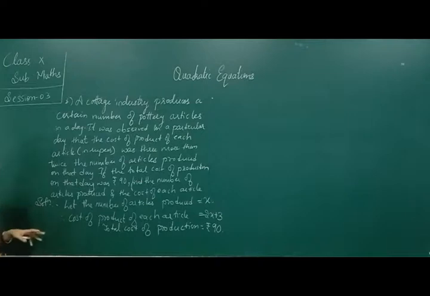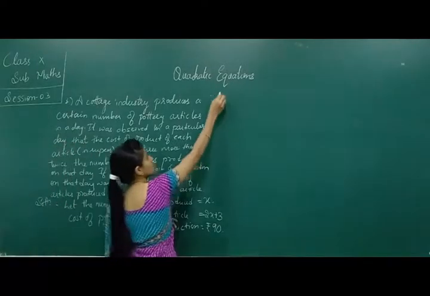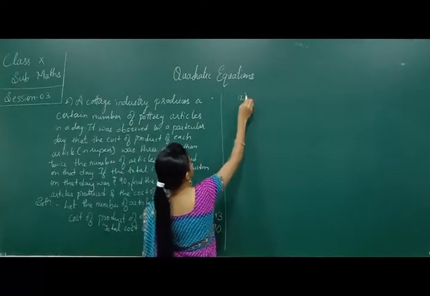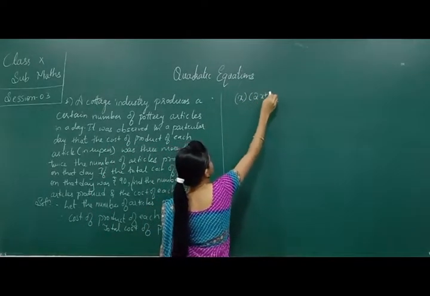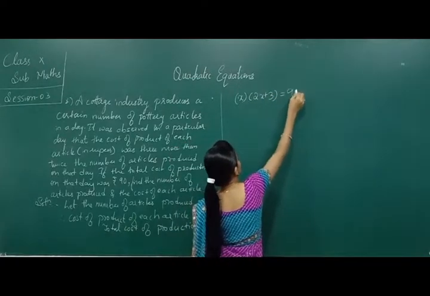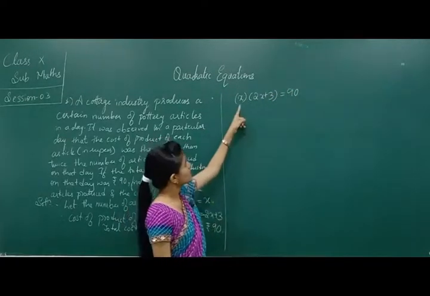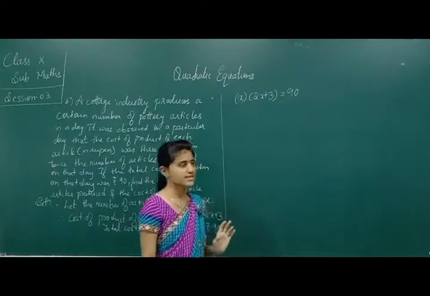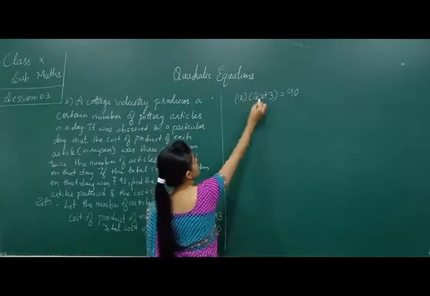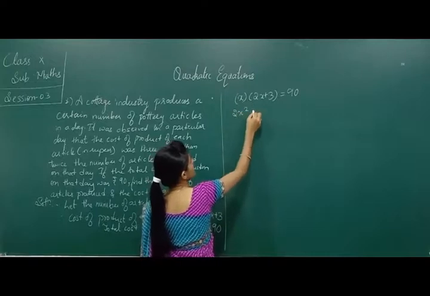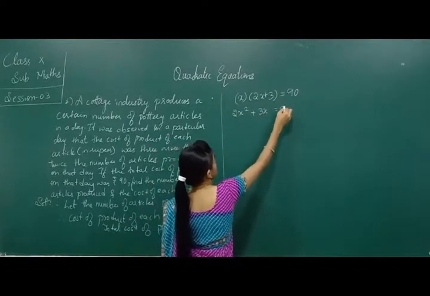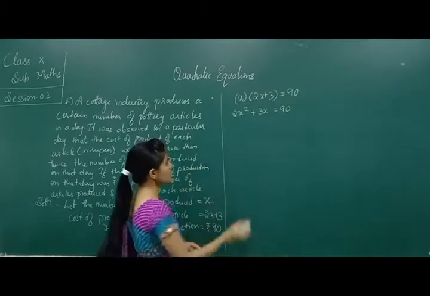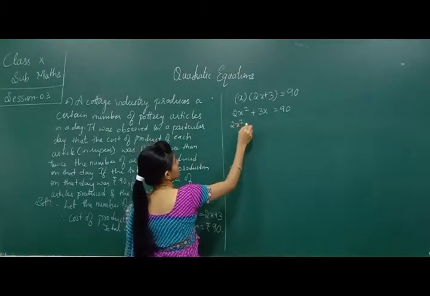And what are we supposed to find out? Find the number of articles produced and the cost of production of each article. So how am I going to write it? That is x into 2x plus 3, that is going to be how much? 90. Number of articles times cost of production will be equal to rupees 90. Now simplify. x into 2x is going to be 2x square plus 3x, that will be equal to 90.